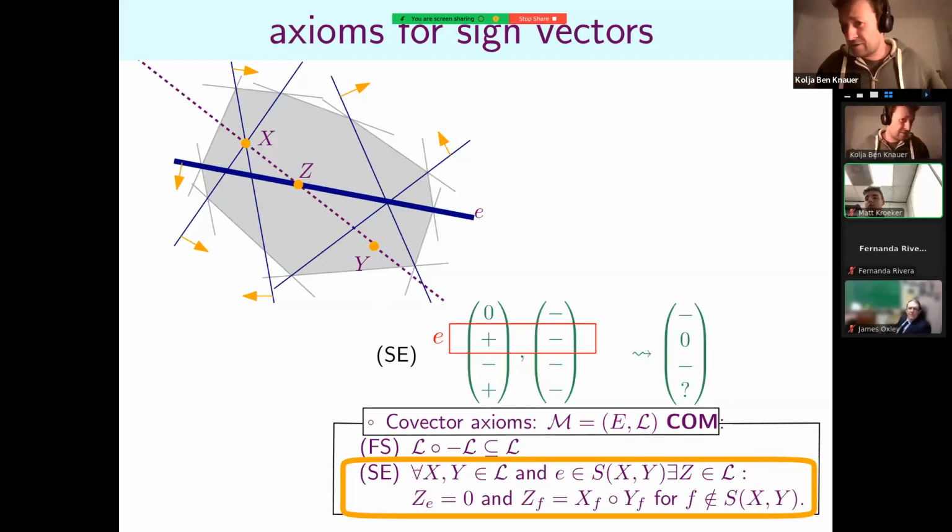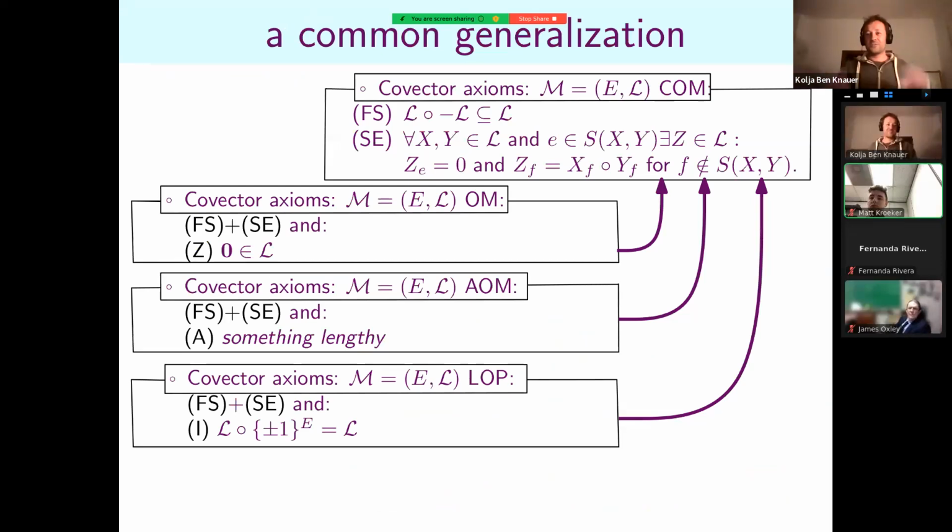Now there's a horrible slide. On the top, you have these covector axioms again, just what I had at the bottom of the previous slide. And you just see that the covector axioms for oriented matrices, for affine oriented matrices, and for lopsided sets are all special cases of this. Yes, they all have phase symmetry plus strong elimination plus something else. For oriented matrices, for instance, you just have to additionally ask for the fact that the all zero vector is also a covector.